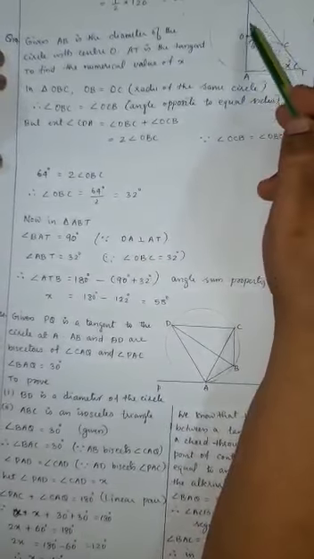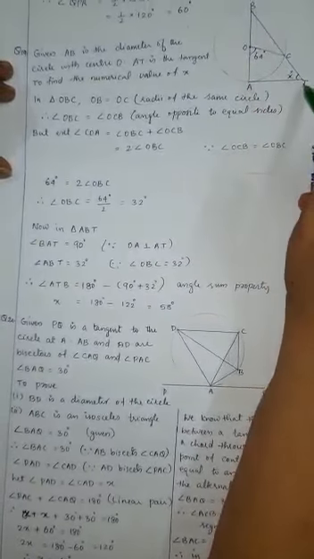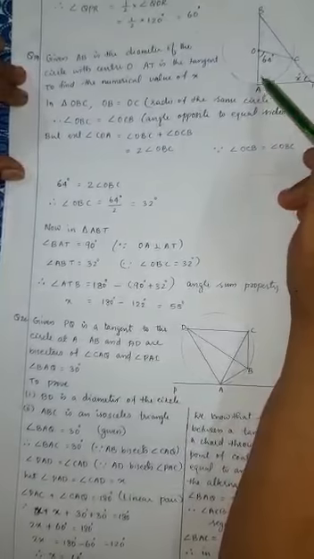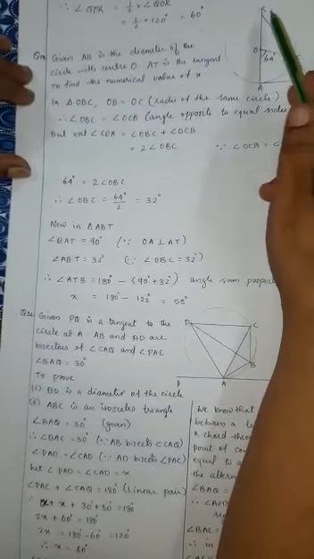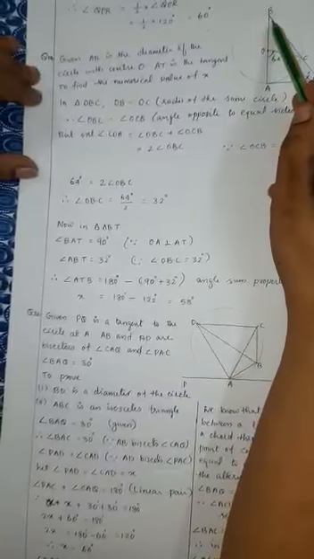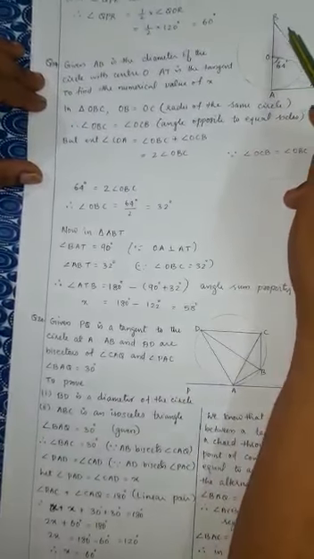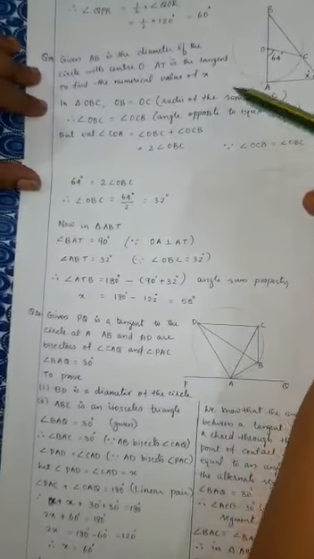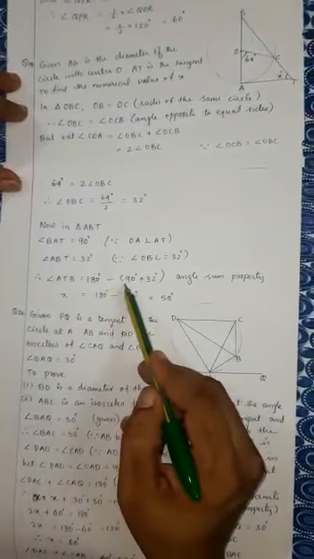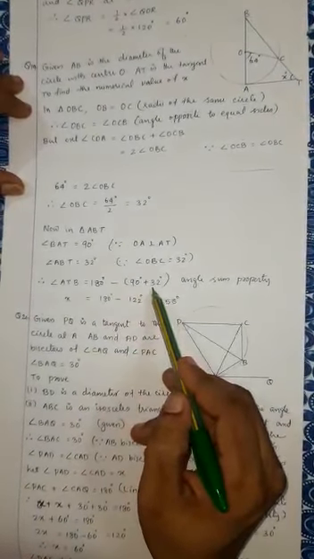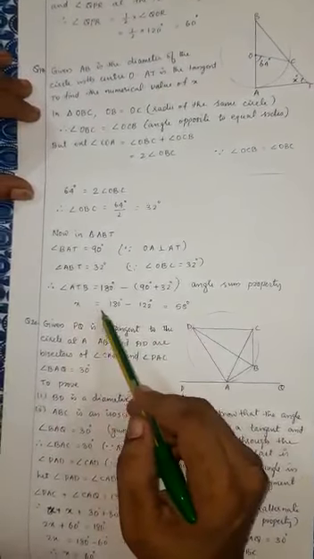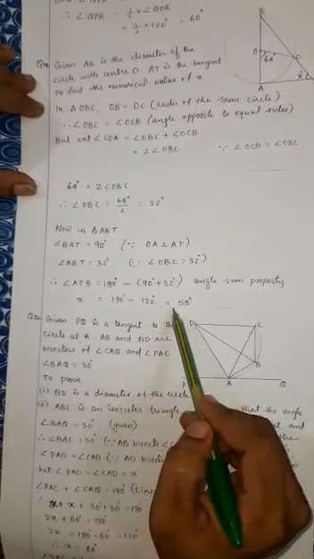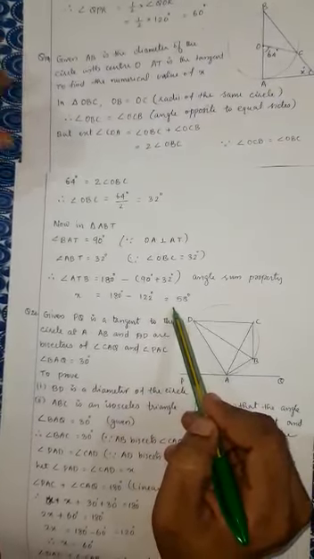Now, in triangle ABT, angle BAT is equal to 90 degree and angle ABT equal to 32 degree. Therefore, angle ATB is equal to 180 degree minus of 90 plus 32 degree. That is, x is equal to 180 minus 122 degree equal to 58 degree.